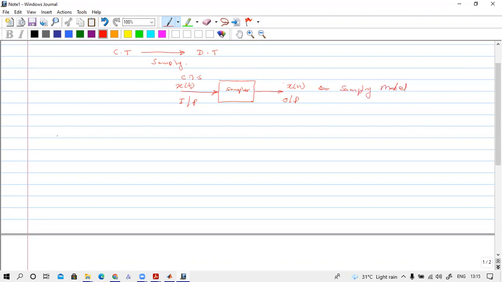In the last lecture we learned that this sampler we can represent as a switch, no? This switch can be implemented using a transistor or manually. There are many ways to implement this sampler or switch electronically. A simple way is to use a transistor as a switch.